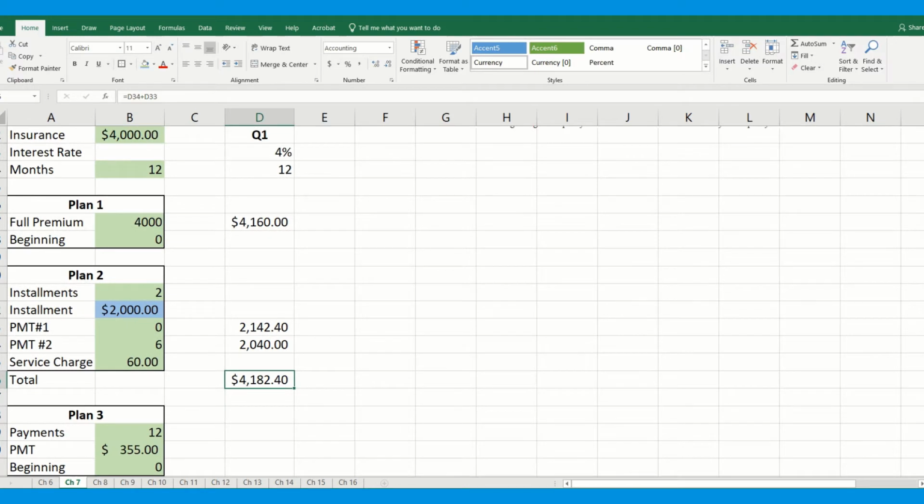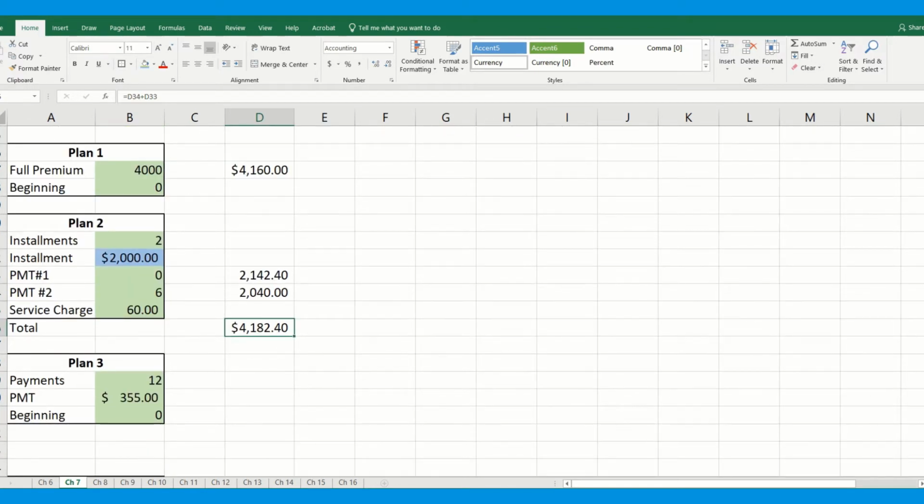And we'll do plan 3. So plan 3 says we have 12 payments. We have an individual payment. We're beginning at time 0. Now, this is going to be the first one that we're actually going to use the function and formulas in Excel for. It's going to be pretty close to what we are looking at.